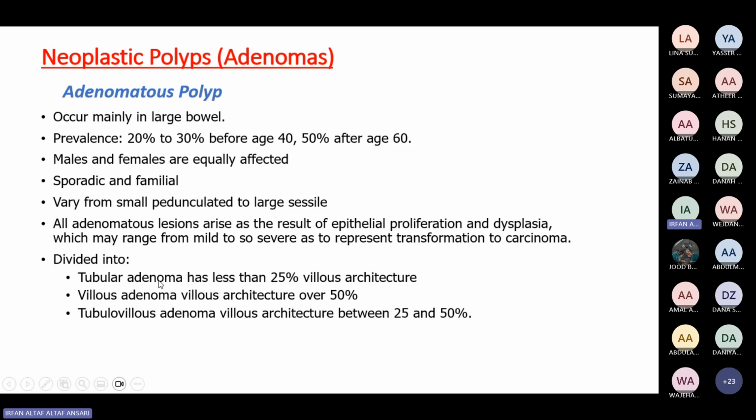You divide adenoma into three types. Tubular adenoma, when they are mostly tubule formation, you don't see the villi. If you see the villi, they are less than 25%. Villous adenoma, where you see villous architecture in more than 50% of the tumor or polyp. Tubulovillous, it is mixed.